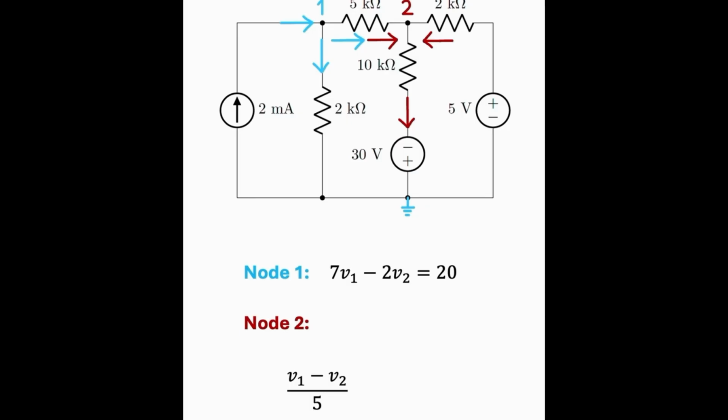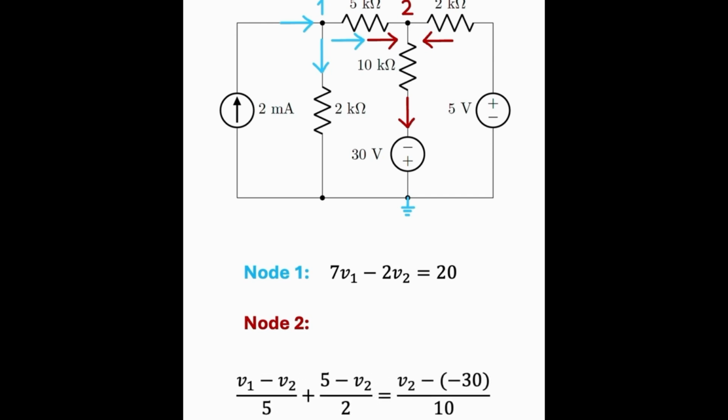With this in mind, we have V1 minus V2 over 5, which we've already written, plus 5 minus V2 all over 2, this is the current coming from the 5 volt source, equals the current leaving node 2, which is V2 minus negative 30 all over 10. Again, we're keeping track of the kilo and the milli throughout, so don't worry about that.